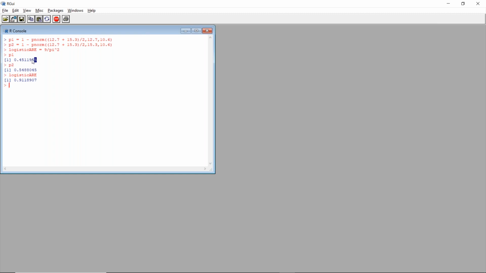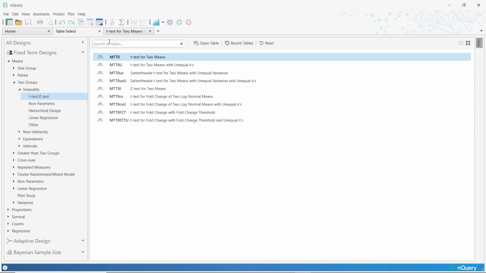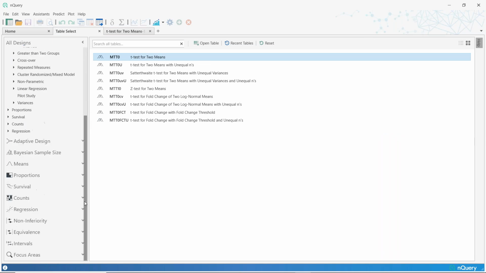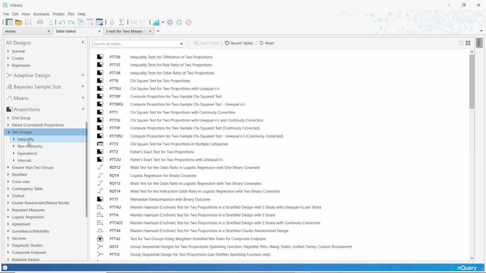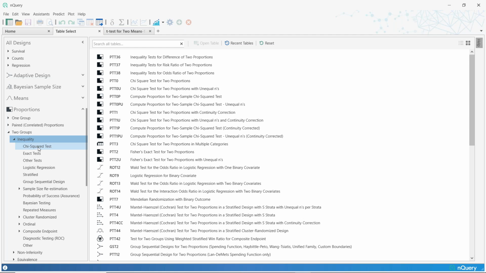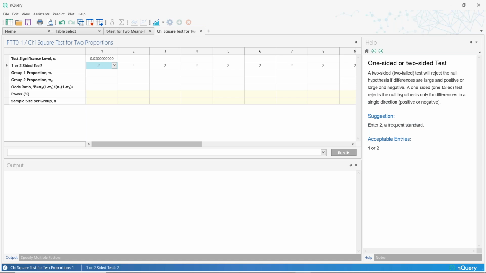But if we just take these proportions, what effect is that going to have on our power or our sample size calculation? We'll do a sample size calculation because that's often easier to explain. I can go back into this endpoint, and in this case I start with the proportions endpoint. So I use endpoint instead of design as my starting point, go to 2 groups, then go to an inequality test, and use the simple chi-squared test. Let's not even worry about other types of statistical tests. The chi-squared test is pretty classic.